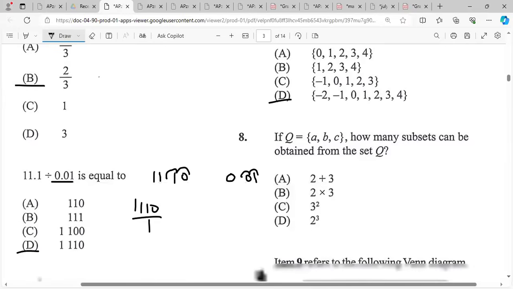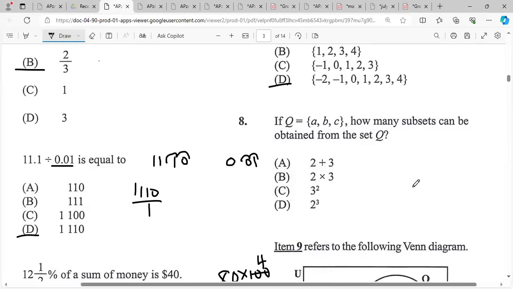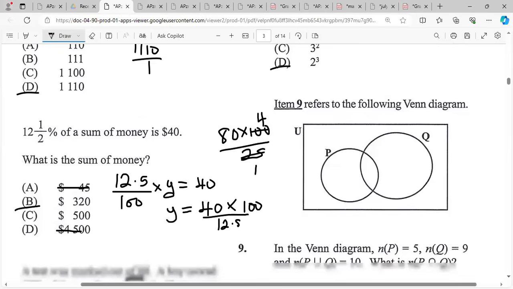This one is a repeat. If Q is equal to ABC, how many subsets can be obtained? And it's 2 to the 3rd. We did that one and the last one, which was the 21 paper that we did.